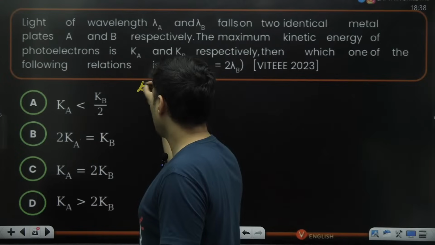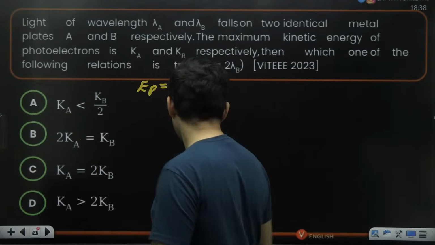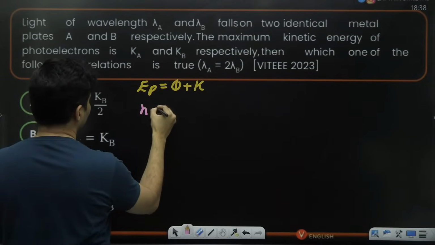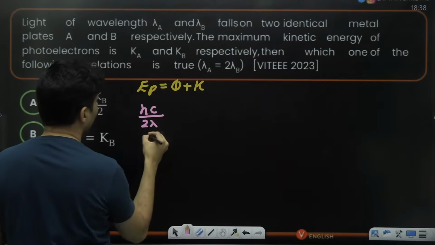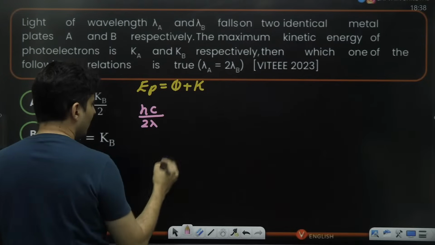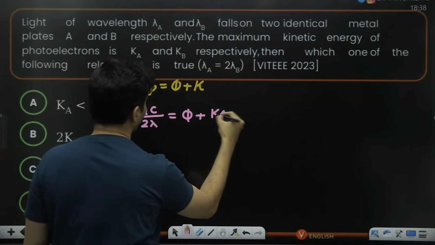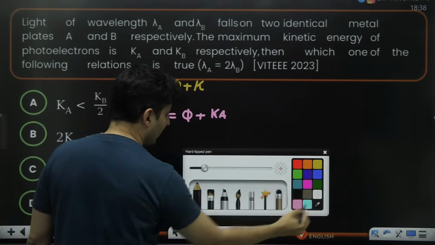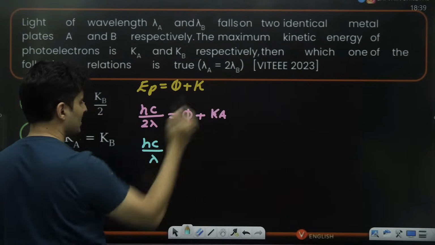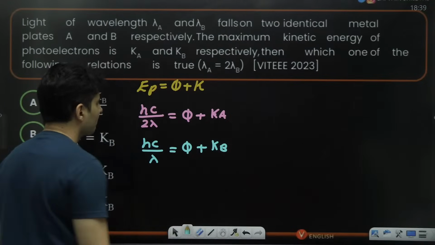So we know the energy of the photon is work function plus kinetic energy. Let's write it down. The energy of the photon, first case, is hc by 2 lambda. Why 2 lambda? Because lambda A is 2 times lambda B. Then the work function, which is going to be the same, plus kinetic energy KA. Next time, the wavelength is just lambda B, the work function is phi, and the kinetic energy is KB.